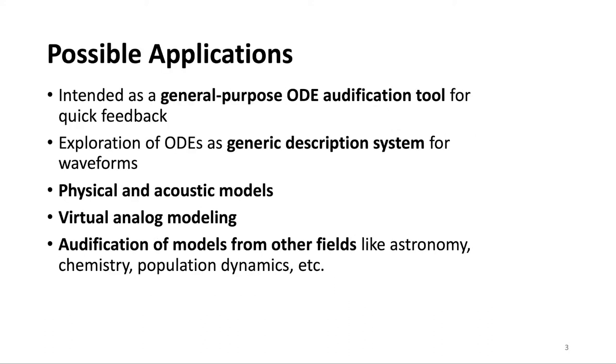Possible applications. FBn ODE is a general-purpose ODE audification tool for quick feedback in SuperCollider and easy connection with other SuperCollider possibilities. Regarding ODEs as a generic description system for waveforms was one of the main motivations for its development. E.g., concerning the harmonic oscillator, its second-order differential equation is a much tighter description than the Taylor series expansion of sine and cosine.